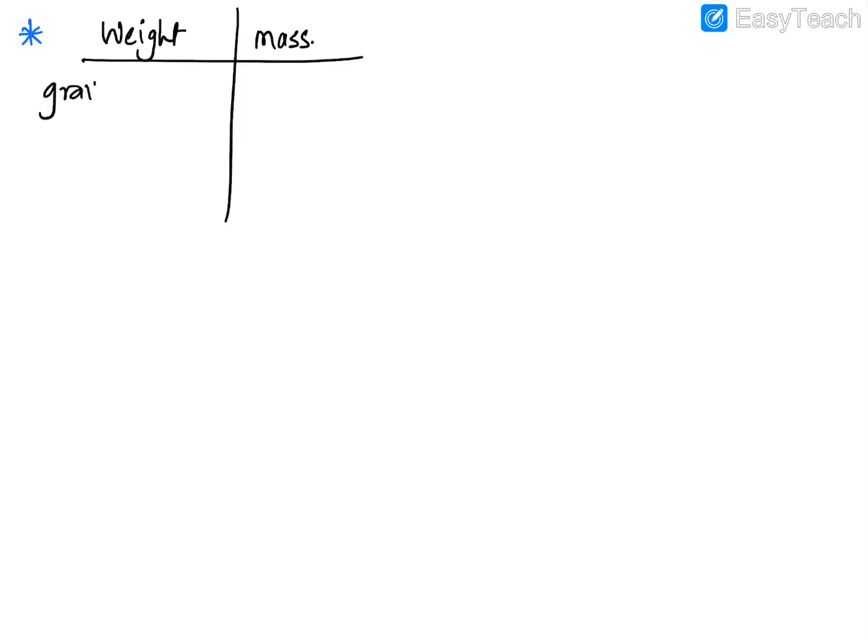Now, next thing, you need to know what is the difference between the mass and the weight. So as we know, what do you mean by weight? Weight is the gravitational pull which is acting on a body. That is called the weight. What is mass? It is the matter contained in a body.